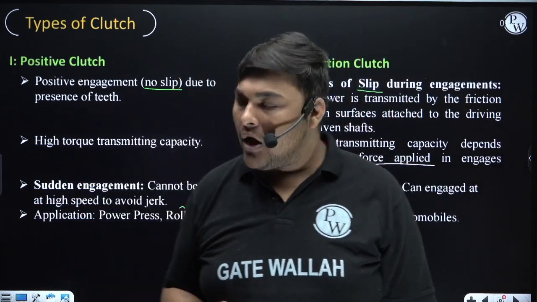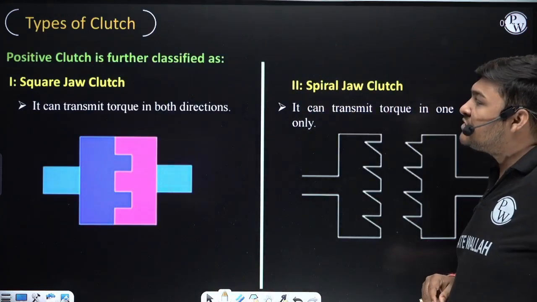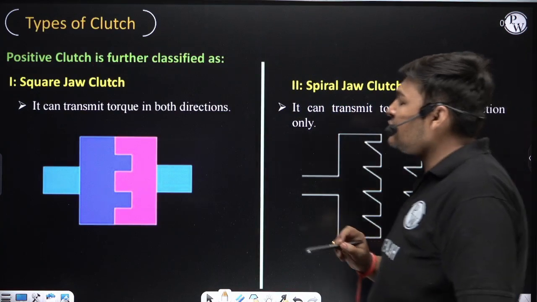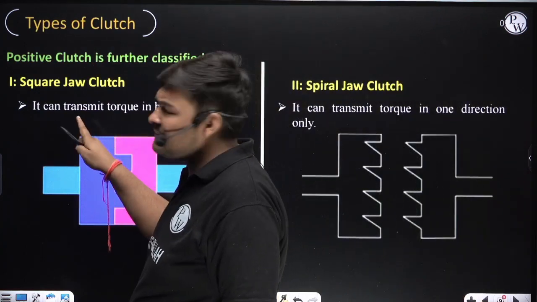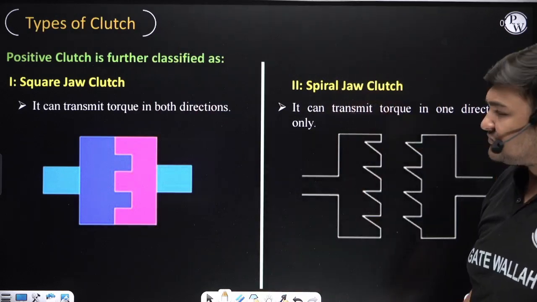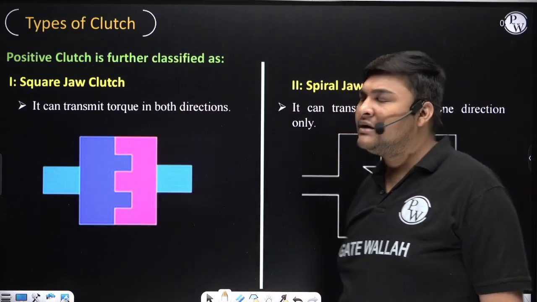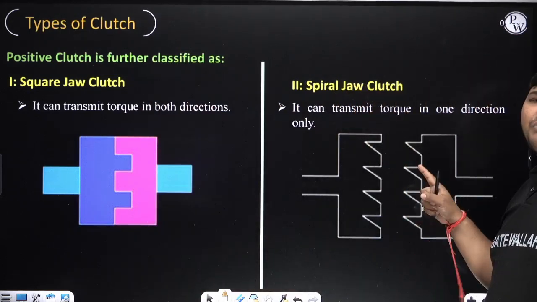Now, if we talk about the positive clutch or jaw clutch, this positive clutch is further classified into two types. You need not go into detail. It is a square jaw clutch and the second is a spiral jaw clutch. This is the basic diagram of the square jaw clutch. Only keep this image in your mind. This is the basic diagram of the spiral jaw clutch.